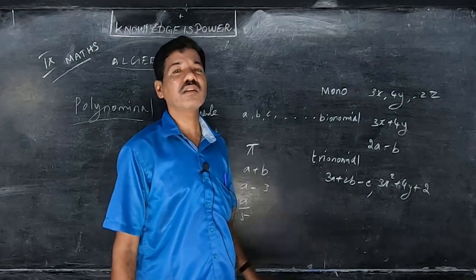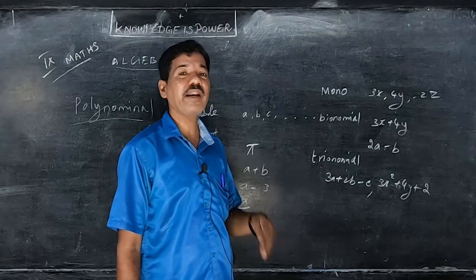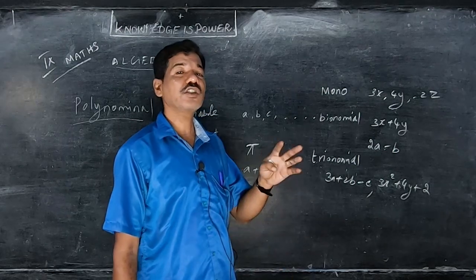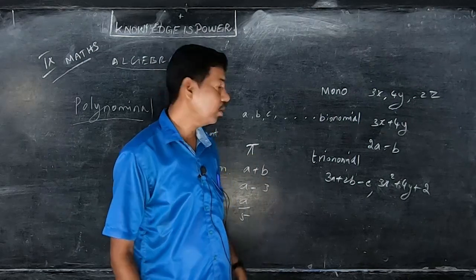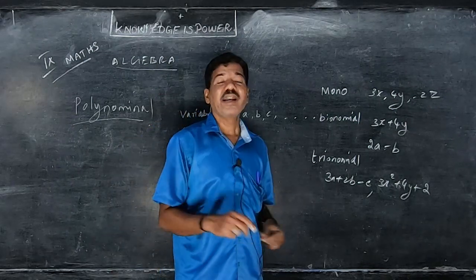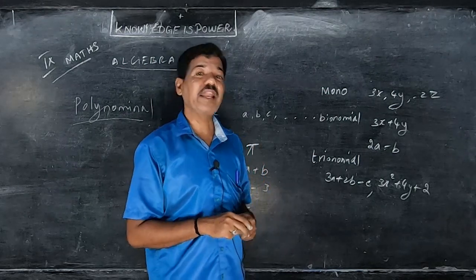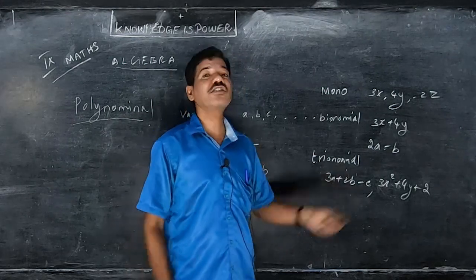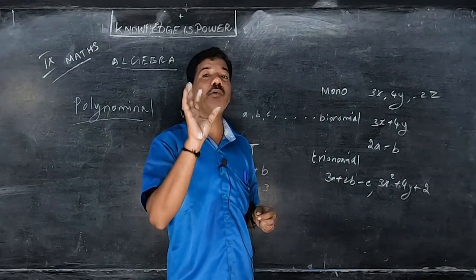மூணை விட அதிகமாக இருந்துச்சுன்னா அதுக்கு பேர் polynomial. But the common name is polynomial. If they consist of more than 3 terms, it is called a polynomial. Okay, sometimes they will ask the degree of the polynomial. Degree of the polynomial அப்படின்னா the highest power is called the degree of the polynomial.